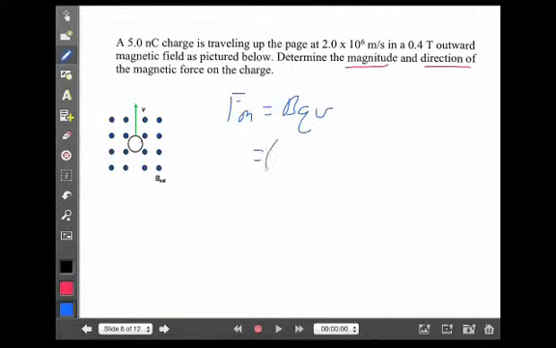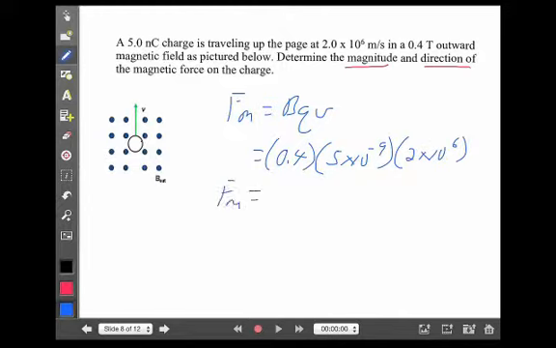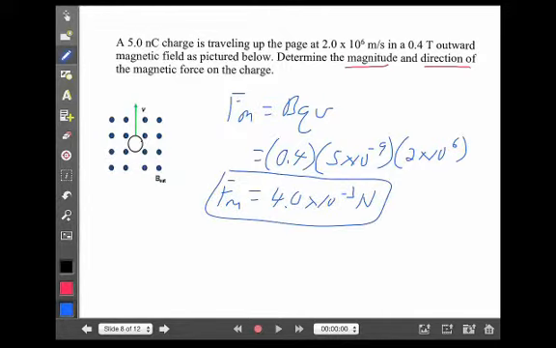Magnetic force is B times Q times V, where we have a magnetic field strength of 0.4 Tesla, a charge of 5 nanocoulombs. Now remember, nano means 10 to the minus 9, and a velocity of 2 times 10 to the 6th. And that gives you a magnetic force of 4 times 10 to the minus 3 newtons. That's the magnitude, the amount.